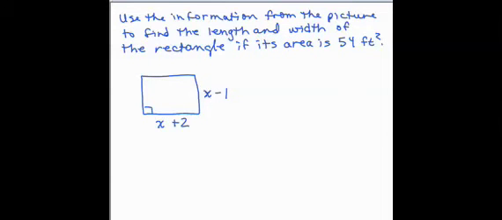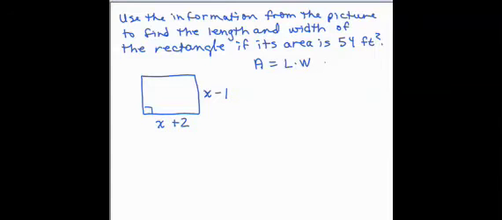Here's another word problem. It's a geometry word problem where we're going to look at a picture of a rectangle. We're going to use the information on the rectangle and the fact that its area is 54 square feet to find the length and width. So it looks like the length is x plus 2 and the width is x minus 1, and the area of a rectangle is length times width.